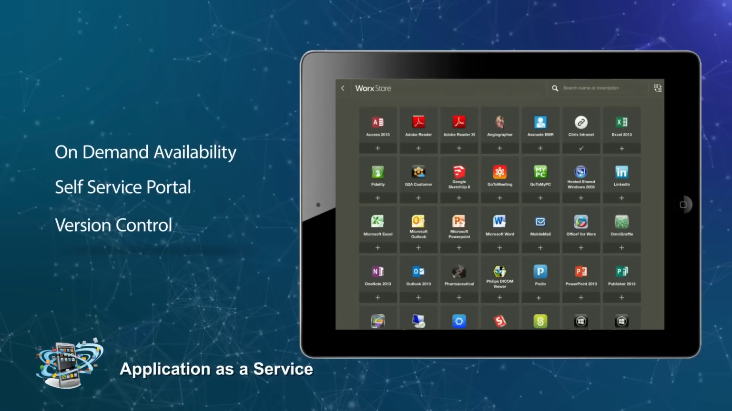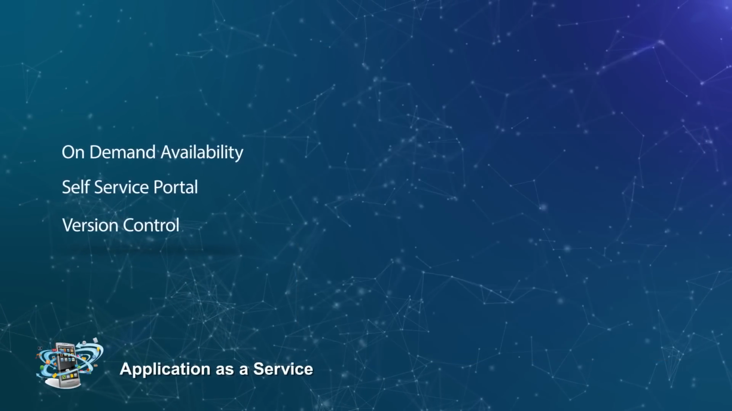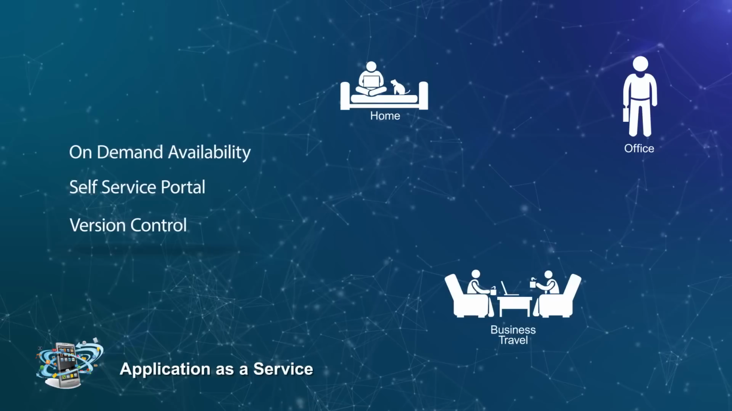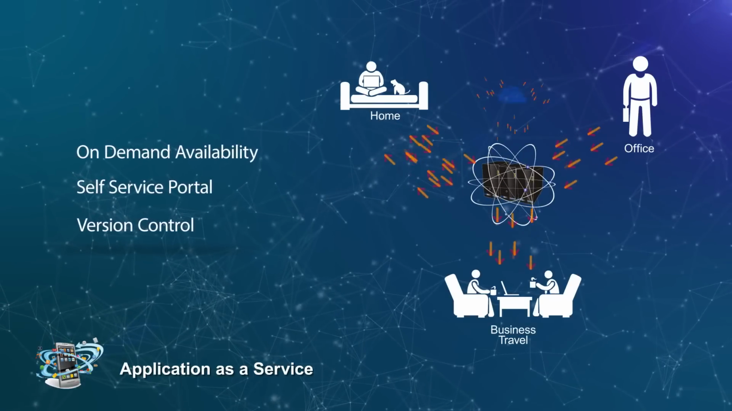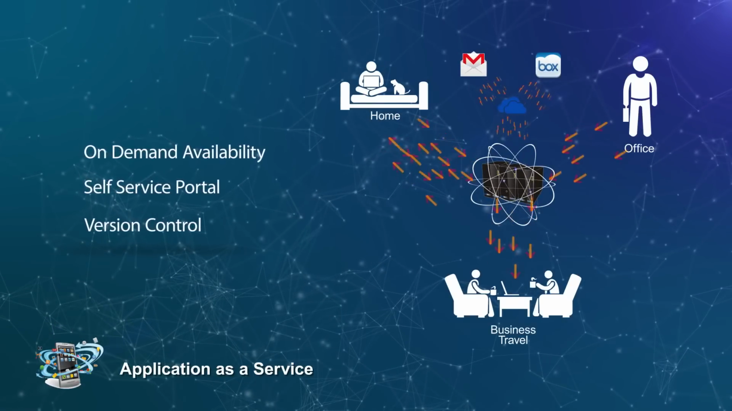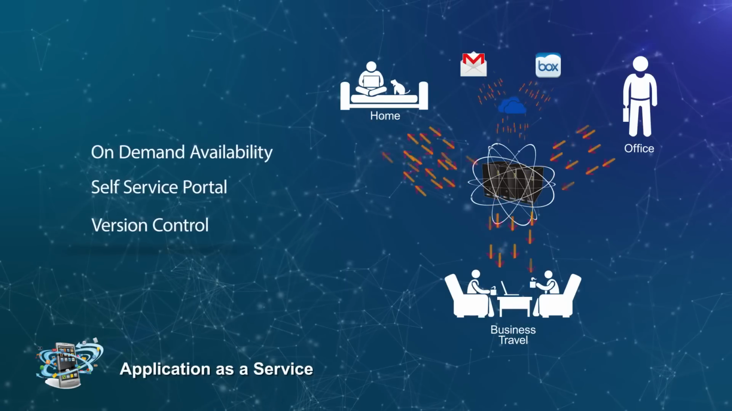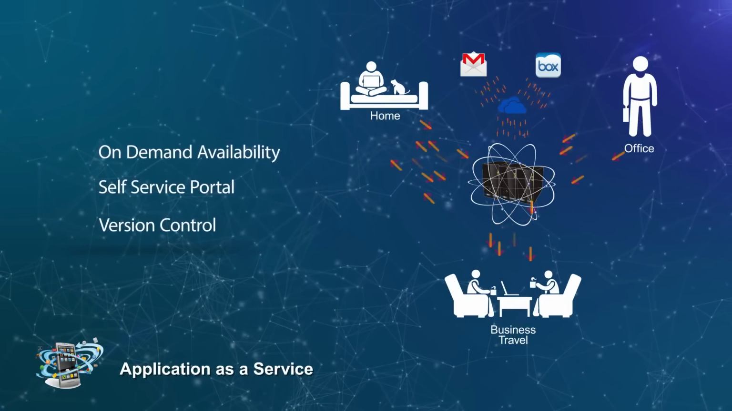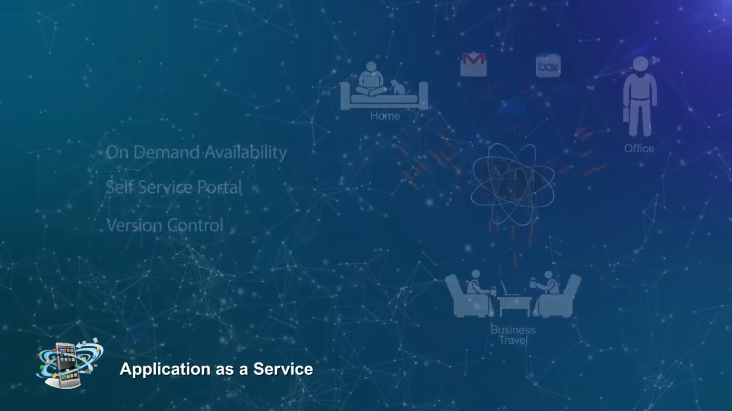Waas Next makes applications available on demand through a user-driven self-service portal. It also offers centrally managed application lifecycle, support for all legacy and off-the-shelf applications, and a simple version control with rollback on application updates.